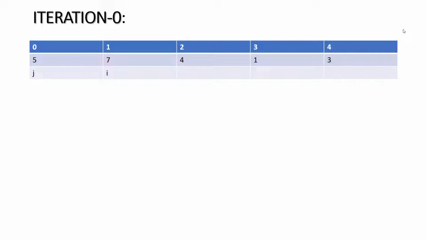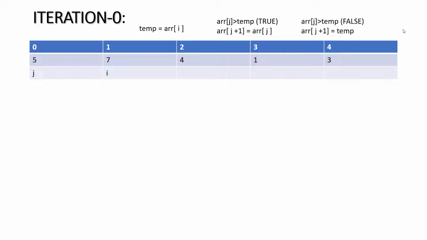Now I will initialize i with 1, then I will copy the element at index i to temp. Then I will initialize j with i minus 1. That means now j is at index 0. Now I have to check whether the element at index j is greater than temp or not. If the condition is true, I have to insert the element at index j into index j plus 1. If the condition is false, I have to insert temp at index j plus 1.